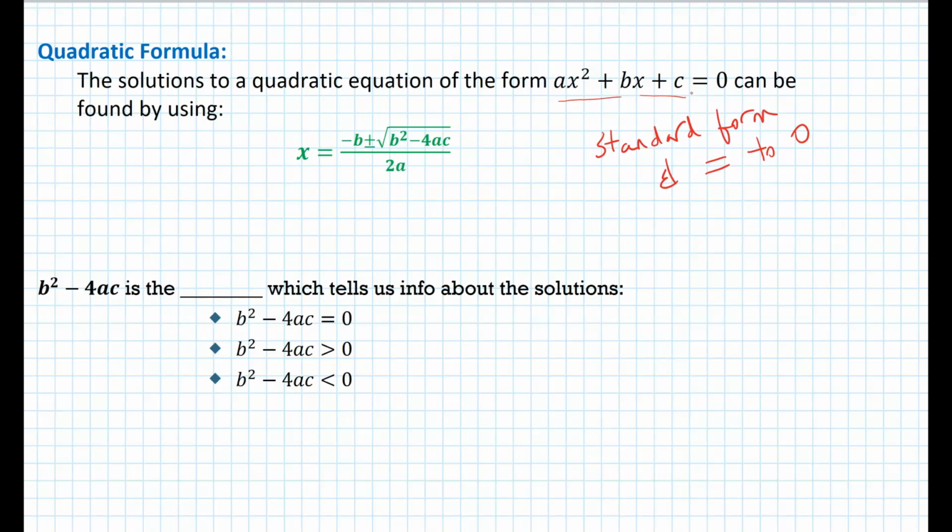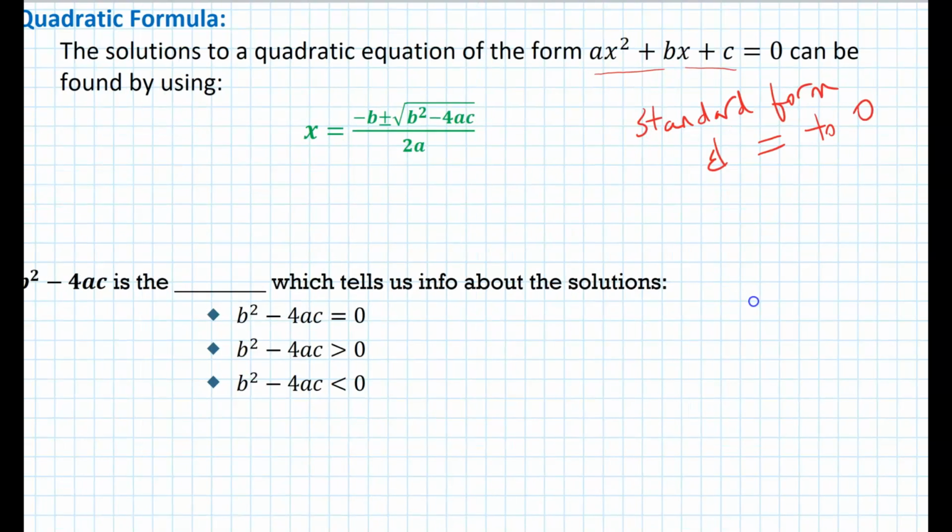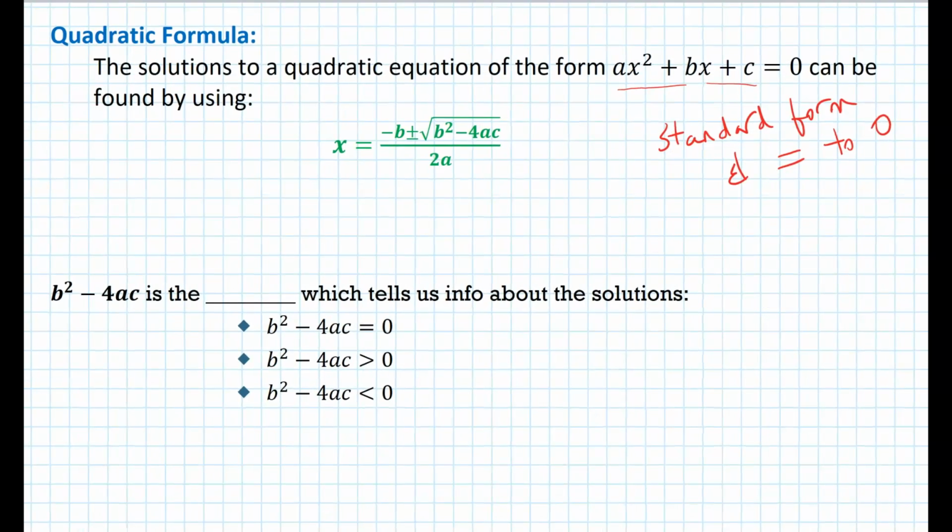B squared minus 4ac. We see that's that piece that's under the radical. It has a very special name of its own. Who remembers that name? Radicand. Not radicand. It starts with a D. Derivative. Denominator. Distance. No. Discriminate. Discriminant. It's the discriminant.